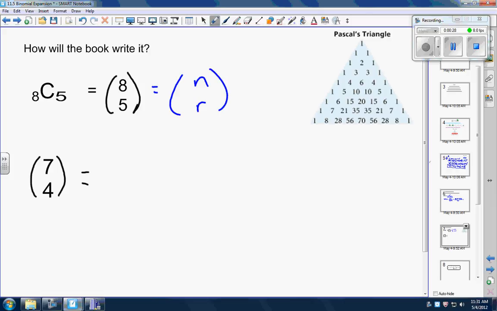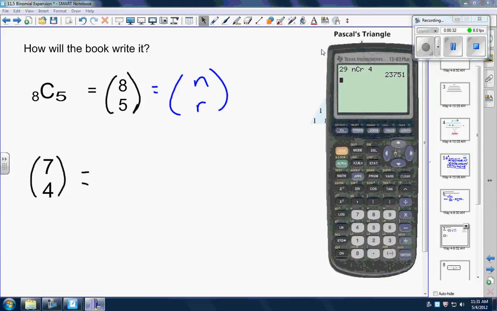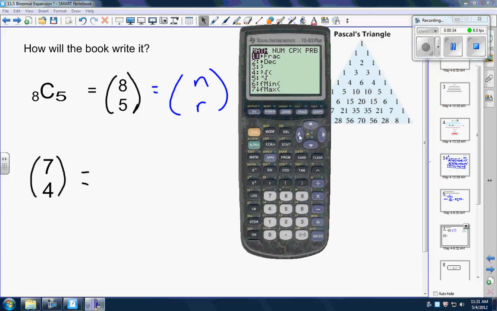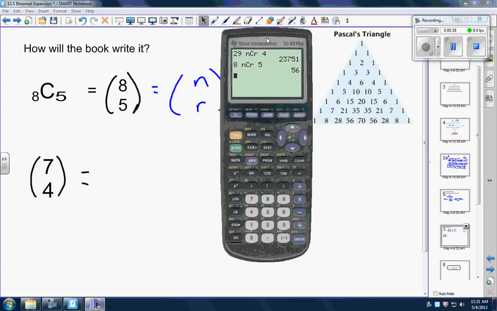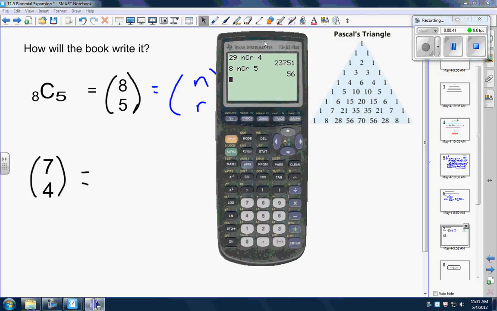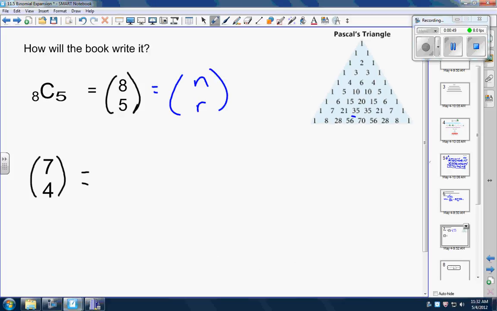Now, you could use your formula for it. You can use your calculator, so we'll do that in the calculator real quick. Okay, 56. Now, the neat thing with these is Pascal's triangle is basically built out of combinations. So we just did 8 choose 5 and got 56. If you go to the 8th row of the triangle, you see a 56 on here.